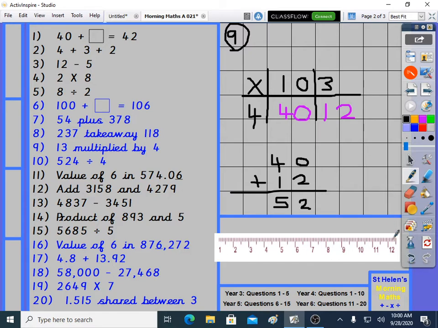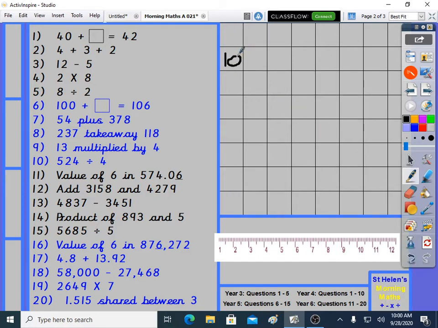We'll move on to question 10. We'll do the bus stop because this is a large divide. 524 divided by 4. How many 4s fit into 5? So I sing my 4s, but I mustn't go past 5. 4, 8, I've gone too far. Start again. 4, I can only sing 1. I sing up to 4, so I put the 1. But remember I sing up to 4, and that's actually 5. So there's also 1 remaining.